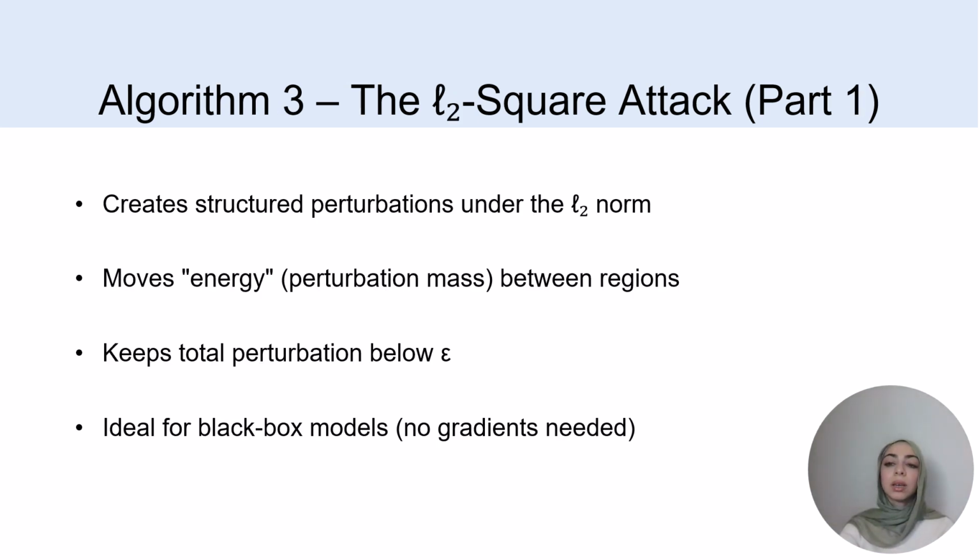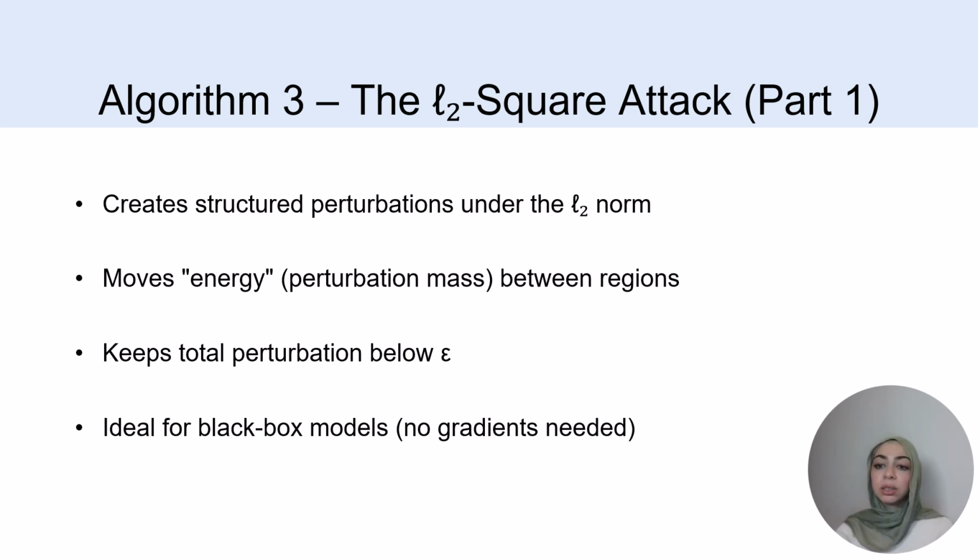In this slide, we're going to talk about algorithm 3. So this part of the square attack shows how the method works when we're using the L2 norm. Instead of making big changes all at once, this version spreads changes smoothly over the image. The idea is to treat the change we make like energy. The algorithm picks two small square areas of the image, one to add energy to and one to take it from. This way we stay within the total allowed energy limit.